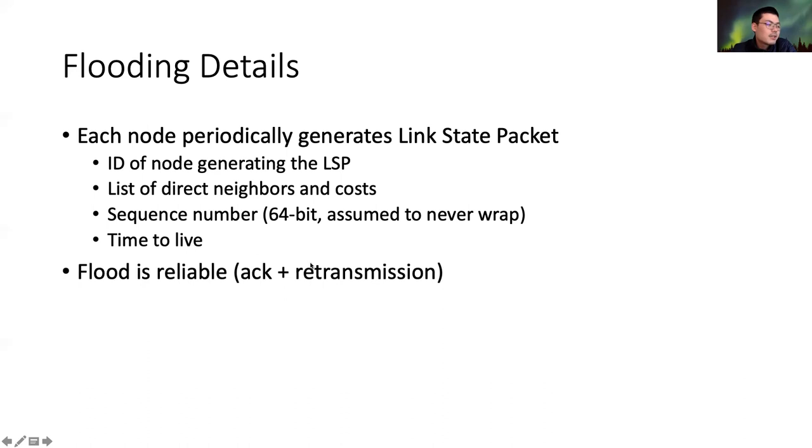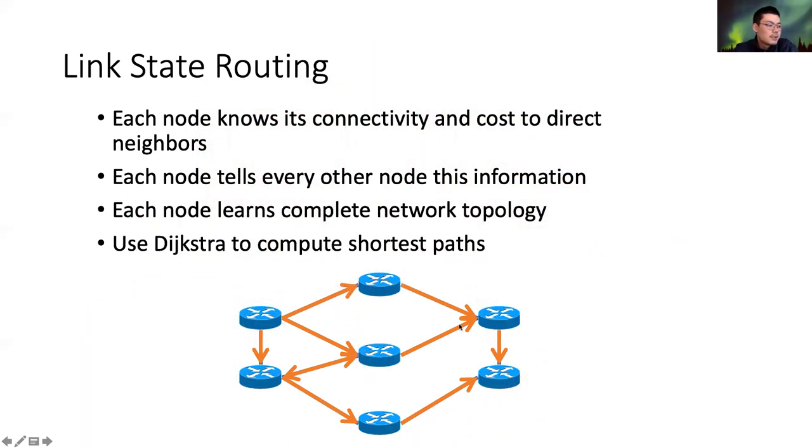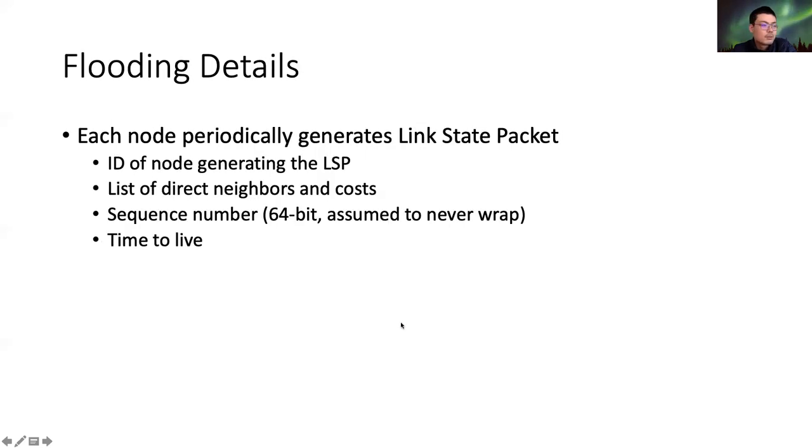So flooding is actually reliable. It has acknowledgement and retransmission, which means if I want to send this information to this guy, I will make sure it has reached this guy. Otherwise I will retransmit this information, like my connectivity, what my neighbors are, and the cost of each neighbor.